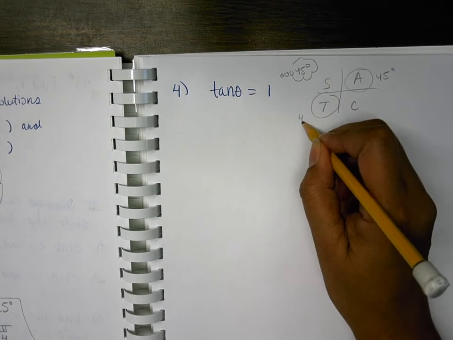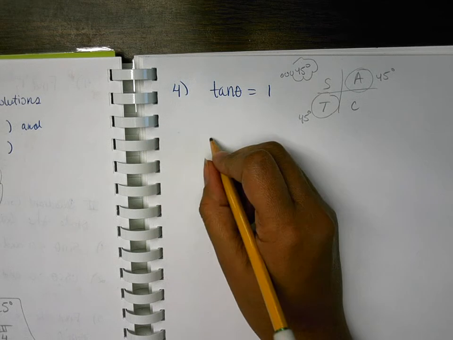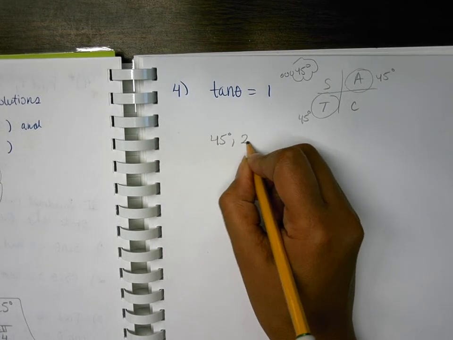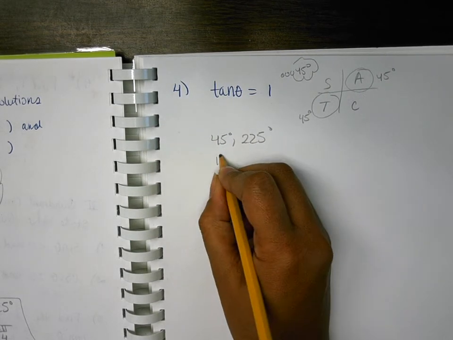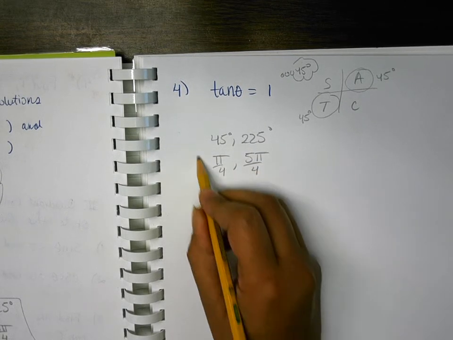And what do we have? 45 and 225. You guys are awesome. Pi over 4 and 5 pi over 4. Could you go a little more in depth on this one? Yes. All right.